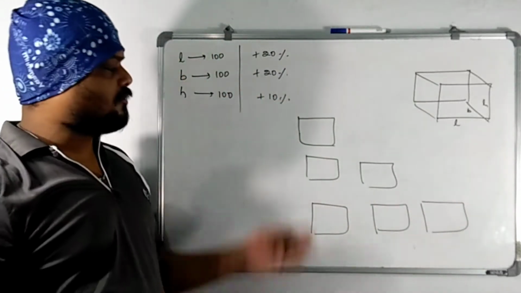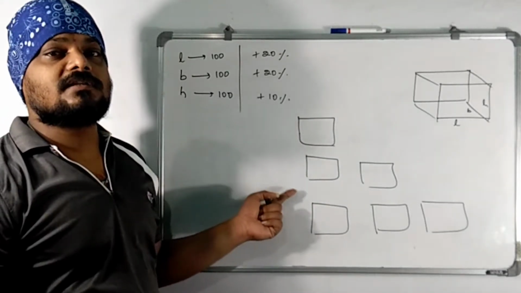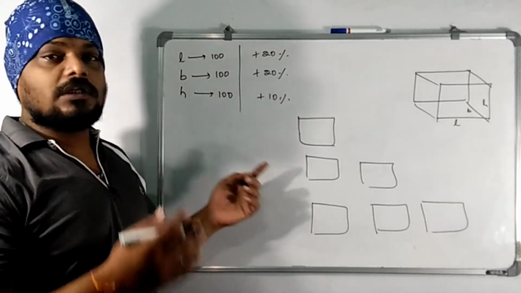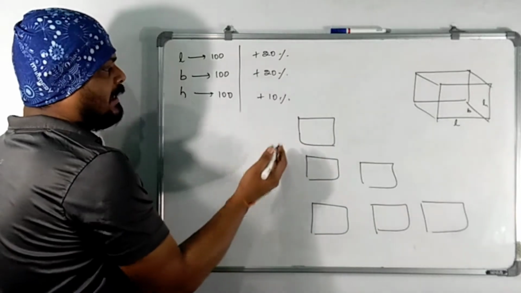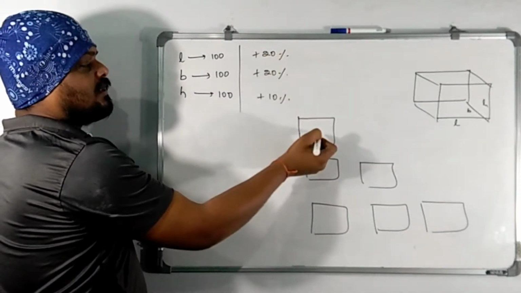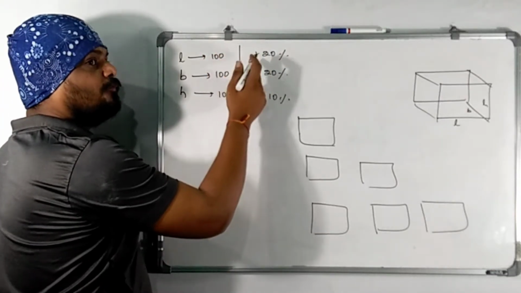In the previous video, I explained each and every basic of this concept, so if you want to learn this concept perfectly, watch the previous video. So I am taking the conditions. In the first condition, it is increasing directly upon the previous value of length.